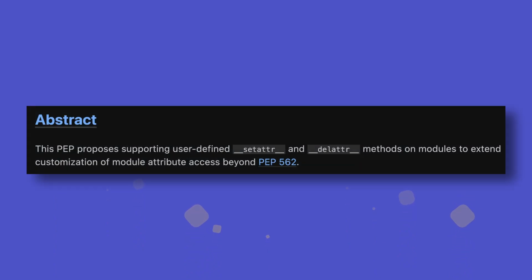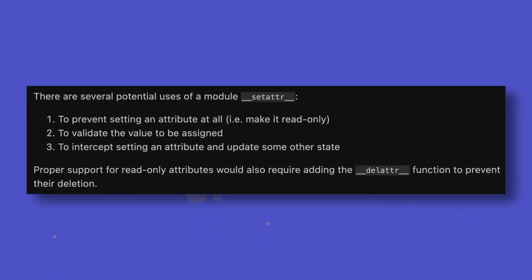Modules got __getattr__ and __dir__ dunder functions in 3.7, and in 3.13 you'll be getting __setattr__ and __delattr__ dunders as well. You'll be able to use this to make constants truly immutable, albeit rather scrappily, or apply validations to top-level variables. You'll also be able to control how variables get deleted, or prevent them from being deletable entirely.